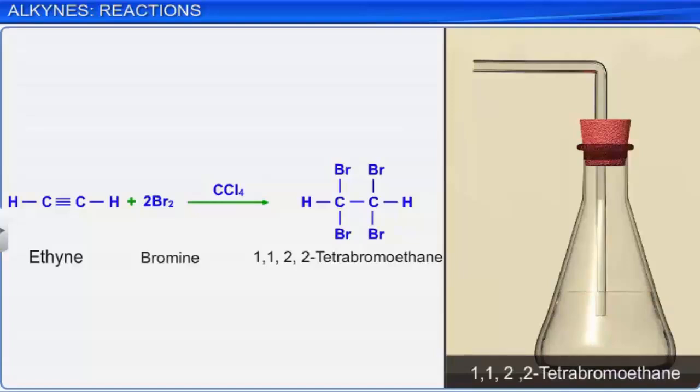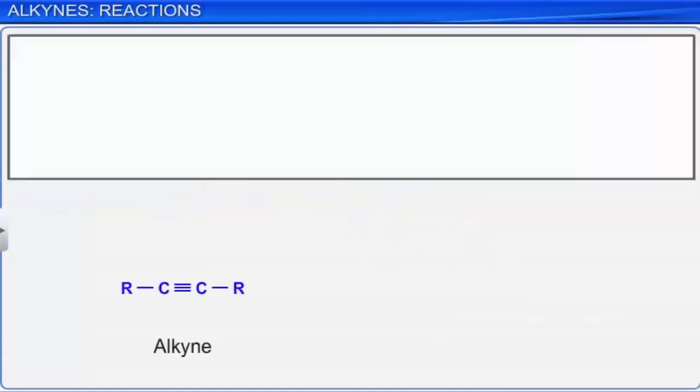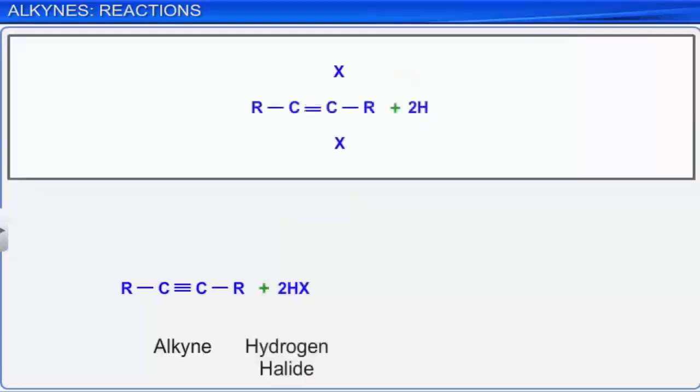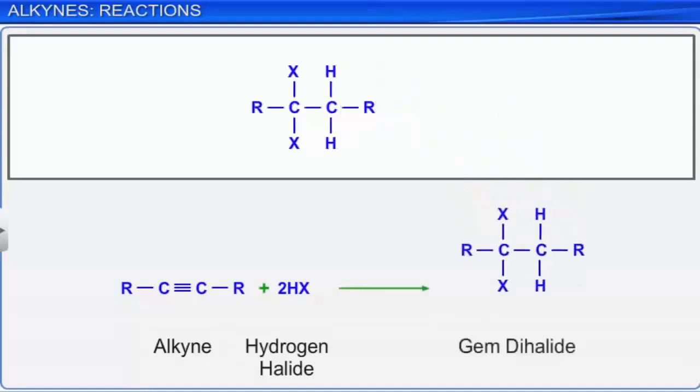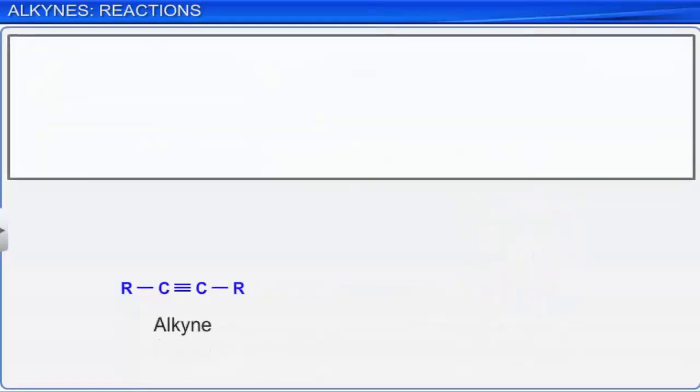Alkyne, when treated with 2 molecules of hydrogen halide, forms gem dihalide. On the other hand, when treated with 1 molecule of hydrogen halide, it forms alkenyl halide.